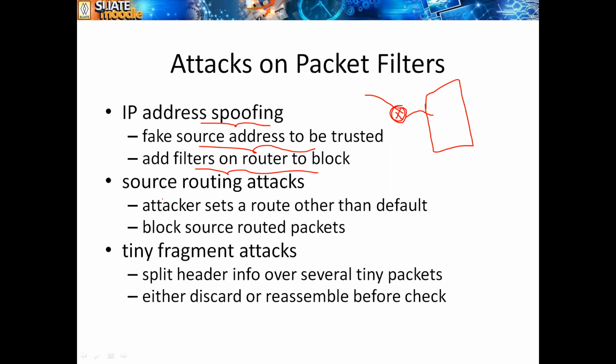Source routing attack: it sets the router to something other than the default. This is a default router, the default gateway. Normally, if we have a router, we assign it here as the default router, the default gateway. Somebody, hackers, right?